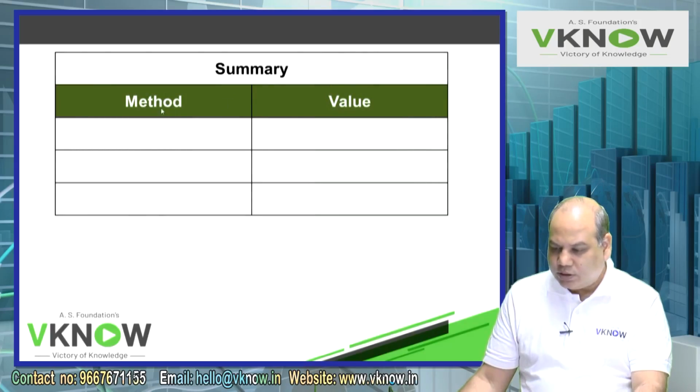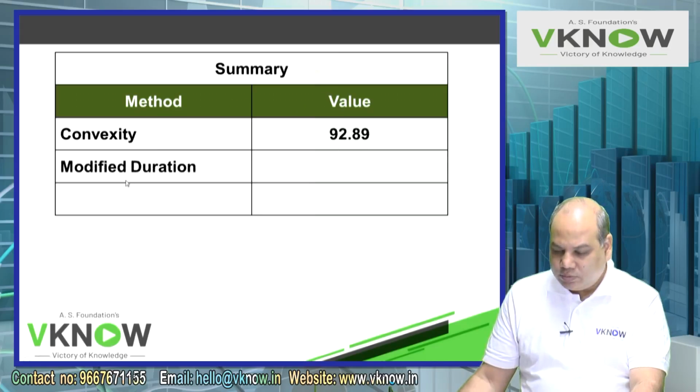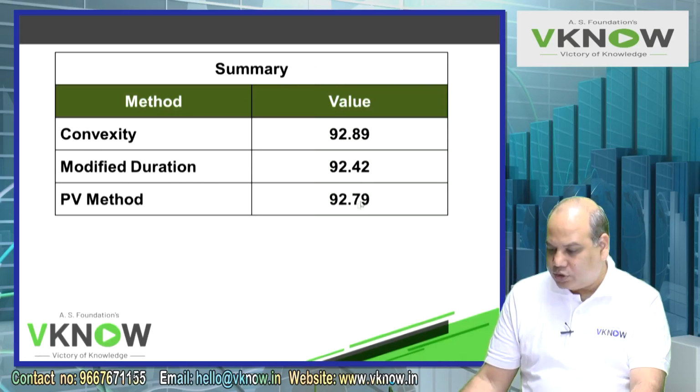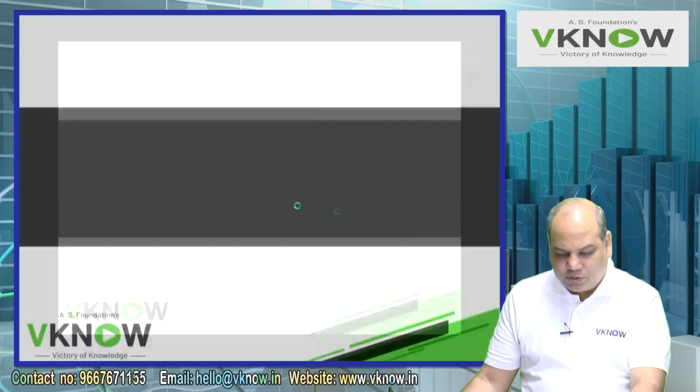So write down summary, method and value. First method is convexity, which is 92.89. Then modified duration, which is 92.42. And then the PV method, which is accurate, 92.79. So convexity is 10 paise away from this, whereas modified duration is much further away from this. So that is the PV method.